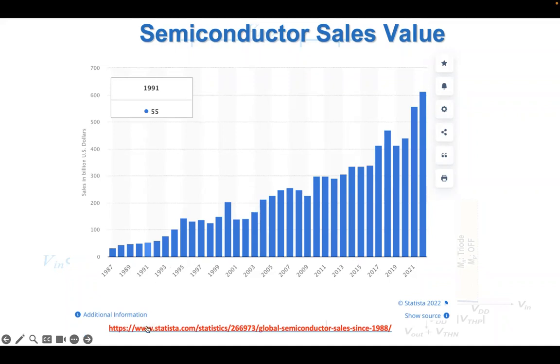By the way, I gathered the information from this website. You are more than welcome, once I share the slides, to take a look at the article related to this table and to this projection.